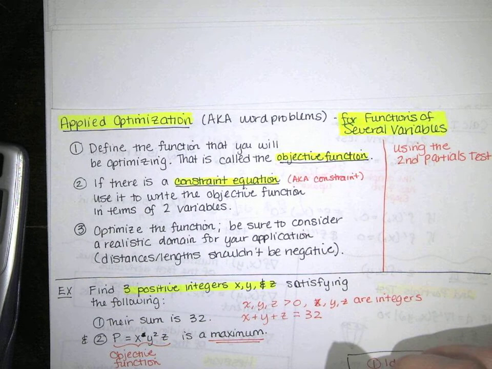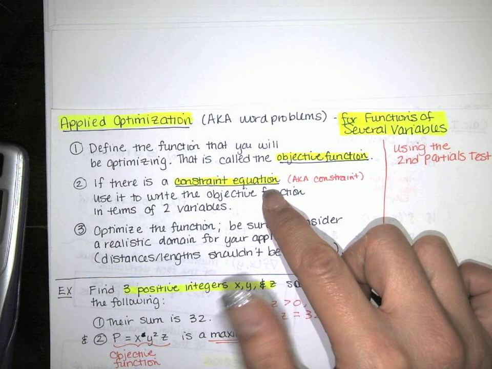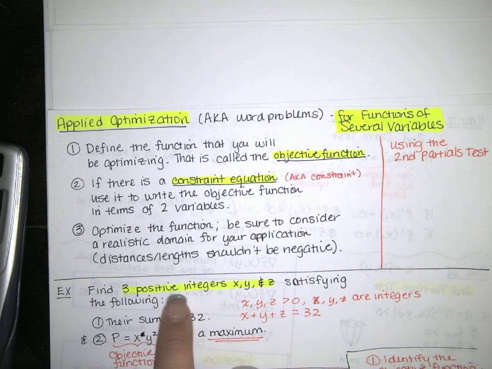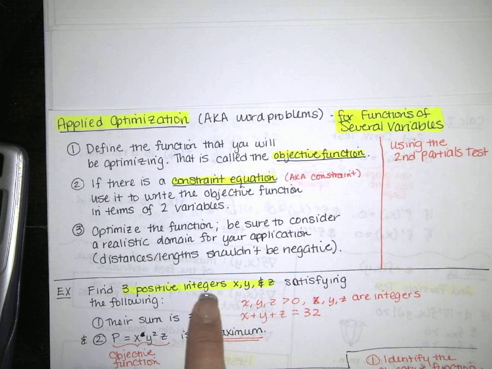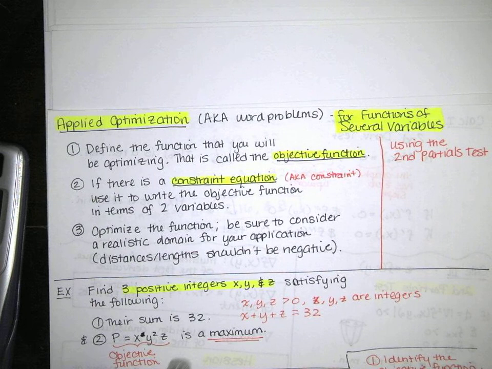Then you optimize the function using the second partials test. But you want to keep the constraints in mind, not just the singular constraint equation, but everything else that they told you, just like we did in this problem. We needed 3 positive integers that satisfied this. The fact that we were looking for positive numbers and integers came into play as we were solving this problem. We found some critical points that had zeros for x and zeros for y, and we weren't interested in those, so we could throw those out immediately. If I had gotten a fraction, I would say, oh, it's not an integer, throw it out.